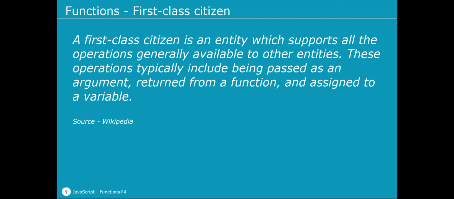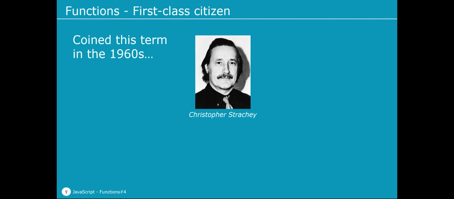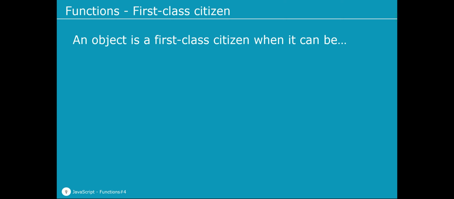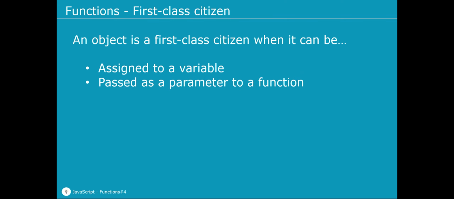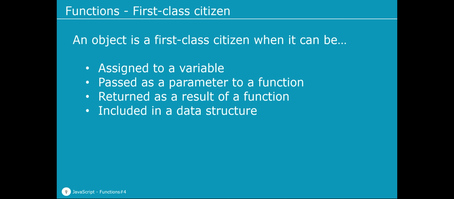Now, this term is not new. Christopher Strachey introduced this term in the 1960s. And the definition that we use today says an object is a first-class citizen when it can be assigned to a variable, passed as a parameter to a function, returned as a result of a function, and included in a data structure. We will start by learning how to implement these features in the JavaScript language. Then we will implement these features to understand how to make our code reusable, modular, and maintainable.